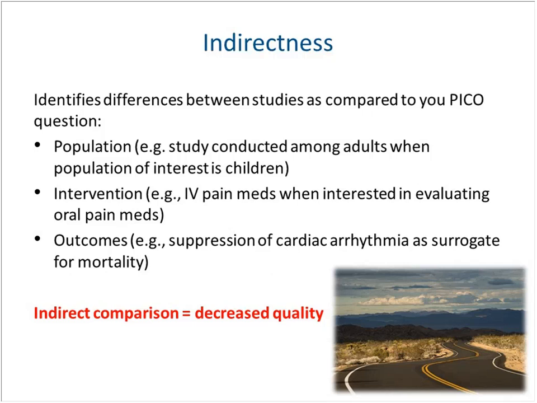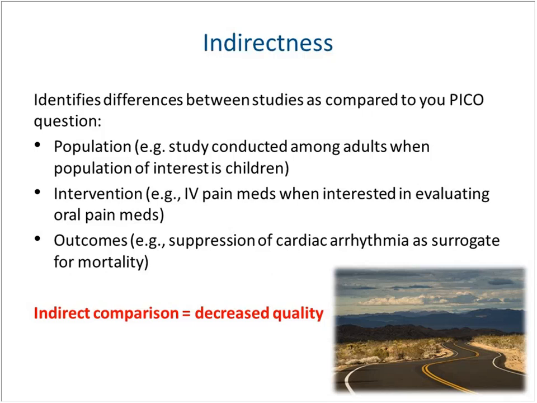And then finally, in looking at outcomes, if your outcome of interest is mortality, a lot of times you'll notice in the literature that they use a surrogate outcome. So for example, if you're interested in cardiac mortality and what you're finding are studies, some that are about cardiac related mortality and others that are talking about suppression of cardiac arrhythmia, that is a level of indirectness based on outcome. And so you might want to put those studies that have that surrogate outcome into the proverbial trash can.